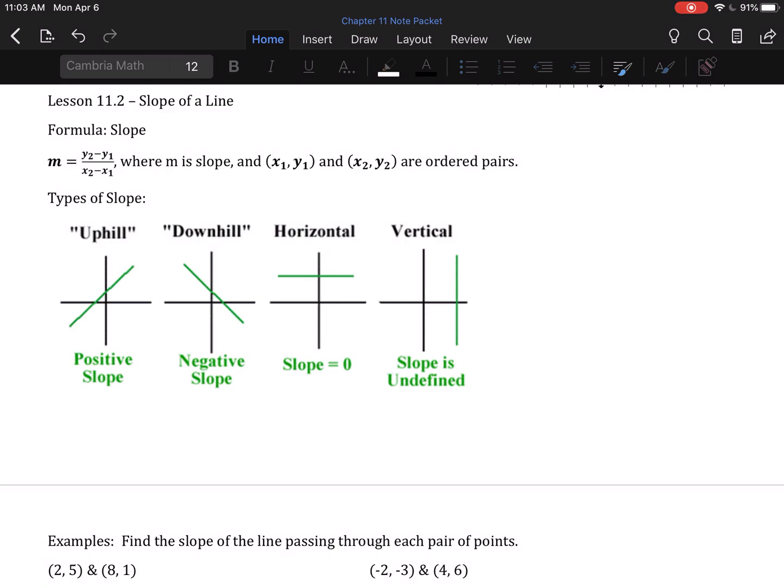Mathematically, uphill and downhill, those just come out of the equation normally. Horizontal, a 0 slope, comes out of our equation with 0 in the numerator. And a vertical line would come about when we have a 0 in the denominator.